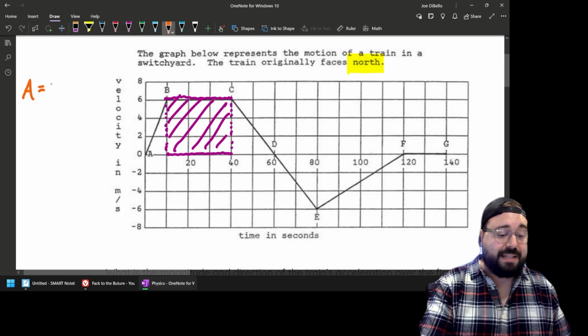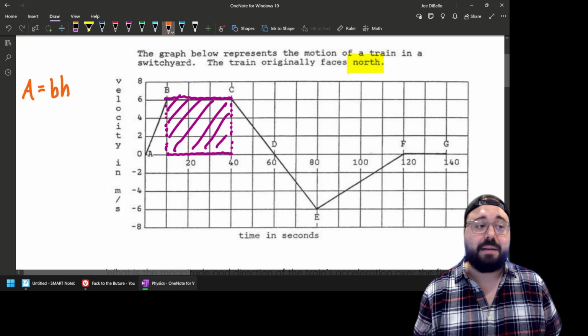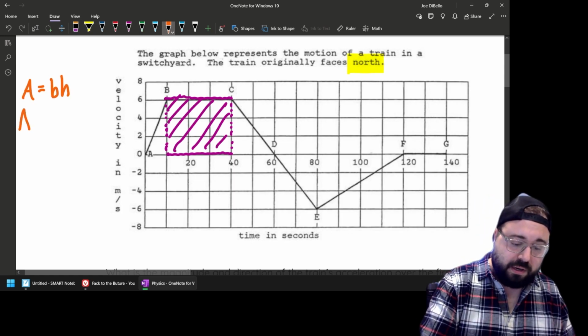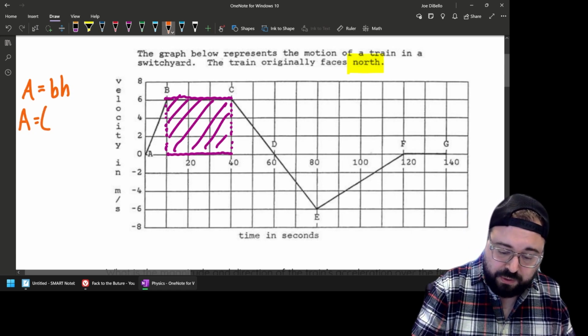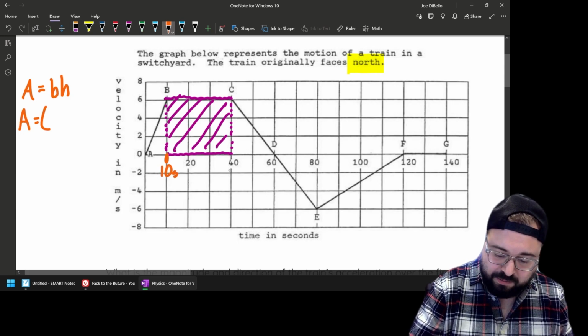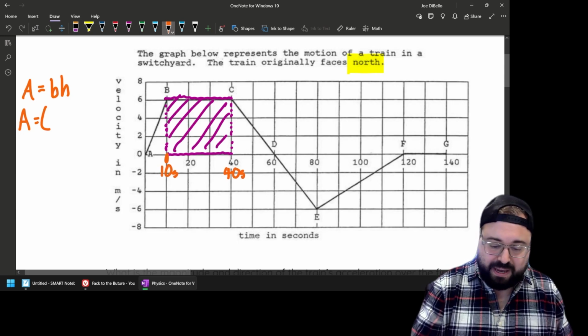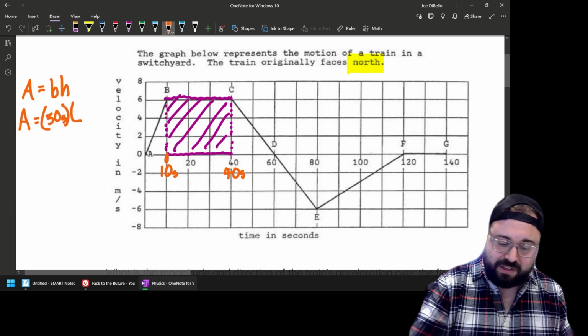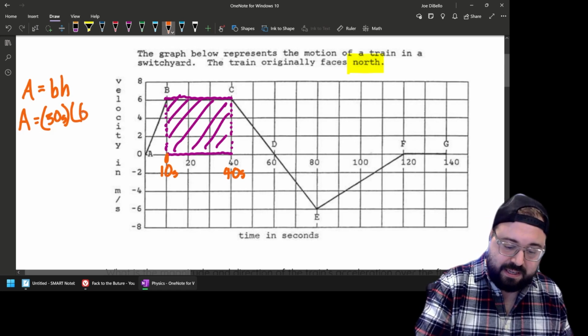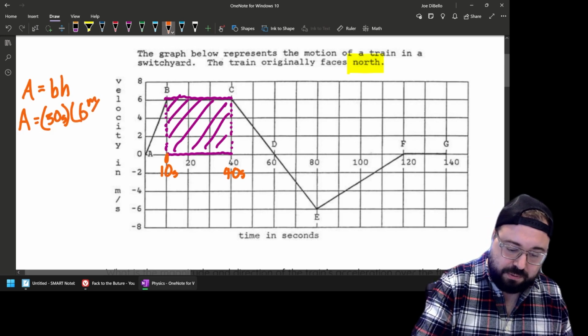Area of a rectangle is simply base times height. So I'm going to do this base times height thing. So the base of this rectangle starts here, this is 10 seconds, to here, which is 40 seconds. So the base is going to be 30 seconds. And the height of this rectangle is 6 meters per second.